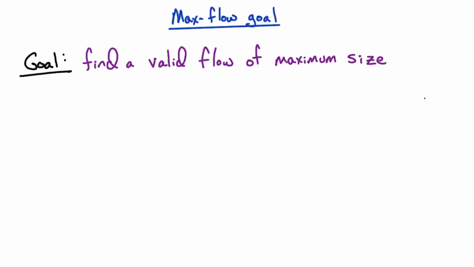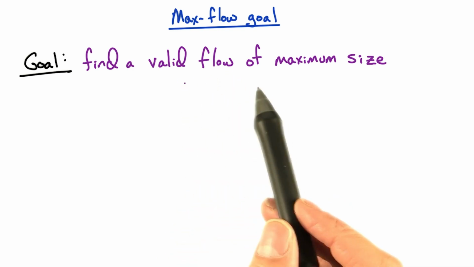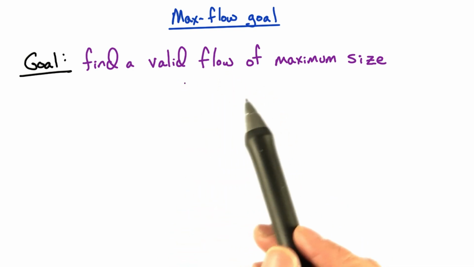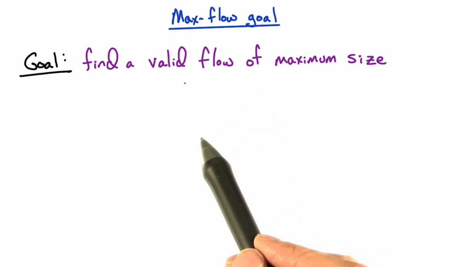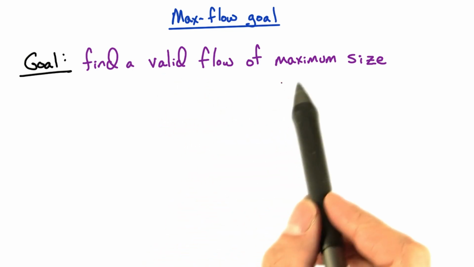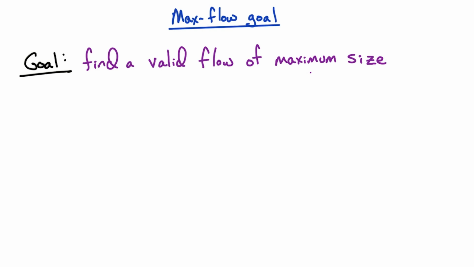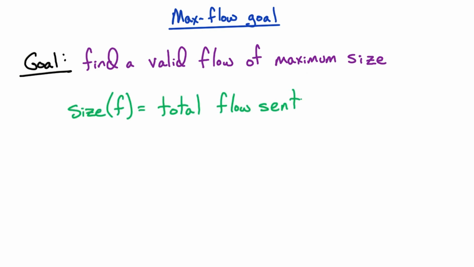Now our goal in the max flow problem is to find a valid flow, so one satisfying the capacity constraints and the conservation of flow constraints. And we want to find a valid flow of maximum size. What exactly do we mean by maximum size? What is the size of a flow? Well, the size of the flow is the total flow sent. This can be measured by the total flow out of S or the flow into T.